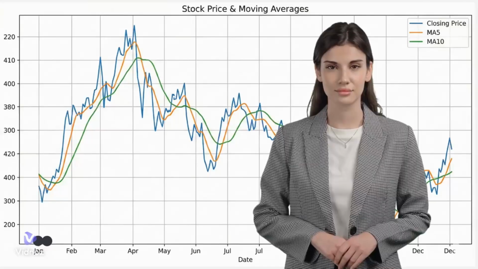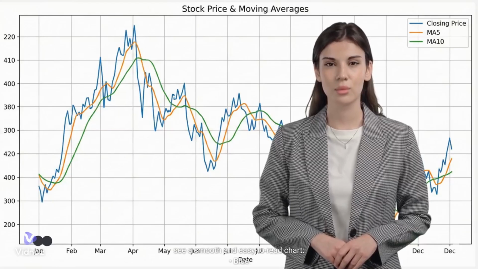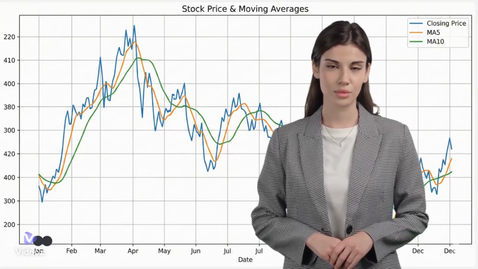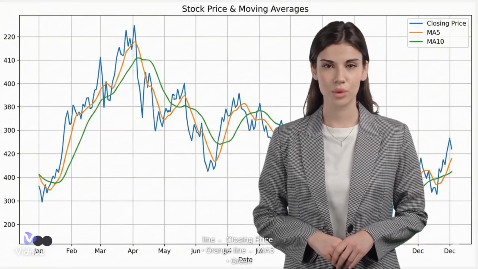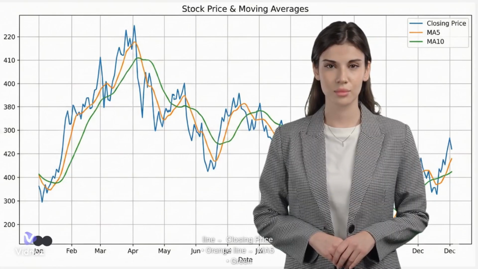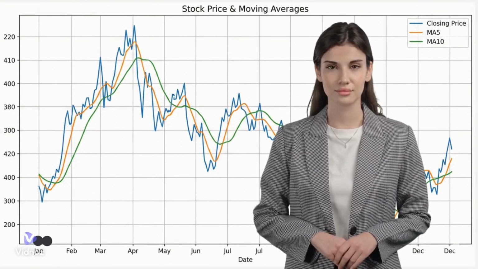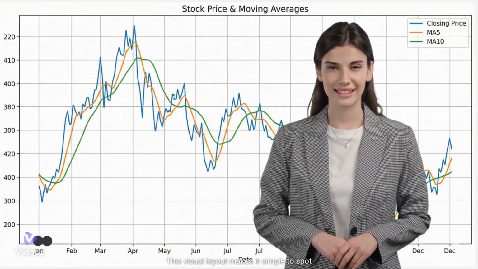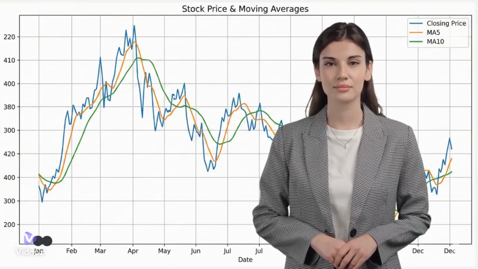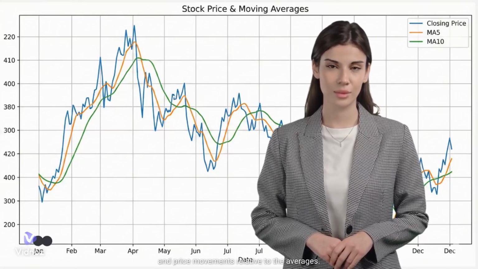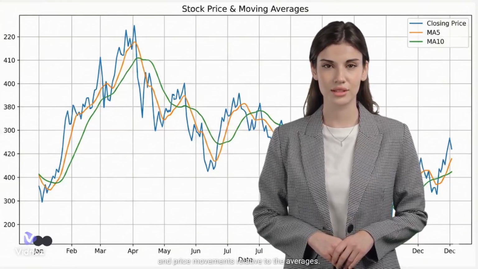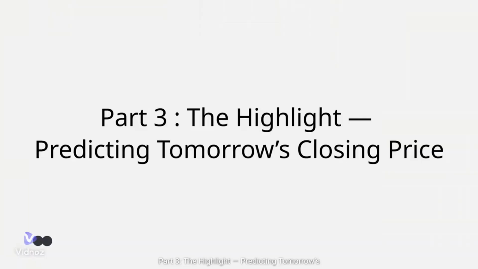Part 2. What the chart shows. In our system, once the stock data loads, you'll see a smooth and easy-to-read chart. Blue line, closing price. Orange line, MA5. Green line, MA10. This visual layout makes it simple to spot crossovers, trend directions, and price movements relative to the averages. Part 3. The highlight, predicting tomorrow's closing price.